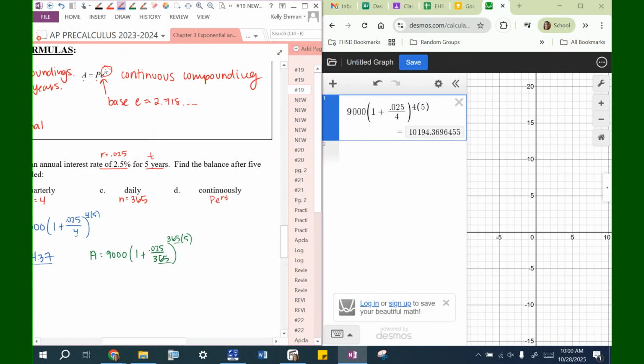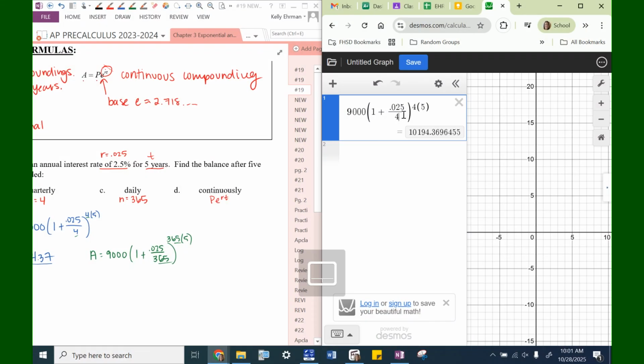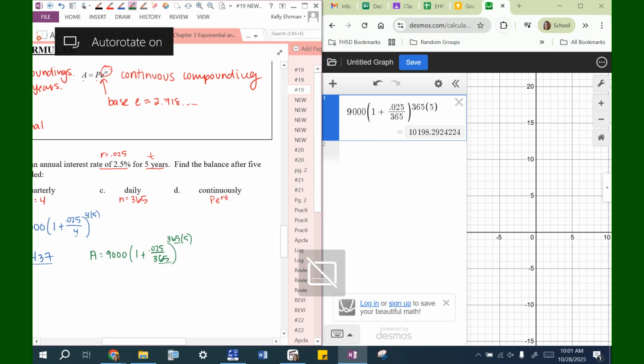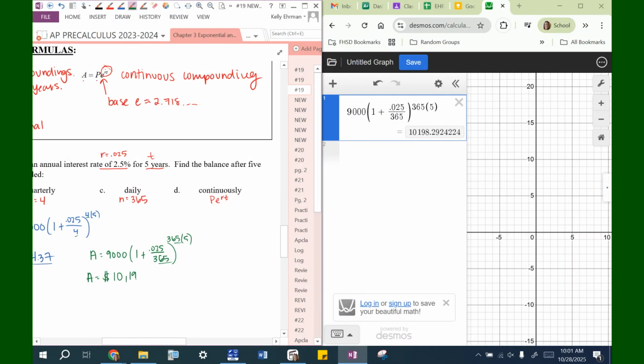Daily should be our highest out of the 3, right? And we can just change this 4 to 365. And again, all of our numbers are pretty close. None of those changes made a difference of like thousands of dollars or anything. So if you had a typo somewhere or if you forgot to change an answer, hopefully you catch that as you're looking at your answers. But that's my daily. All right, and then continuously.